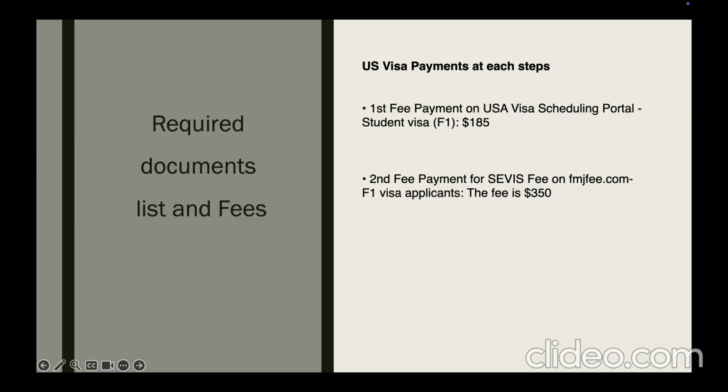Now the next is US visa payment at each step. The first is fees payment on the USA visa scheduling portal, which is $185. Now the second fee is the service fee, which is paid on fmjfwe.com, which is $350. So these are the basic two fees which students have to pay before appearing for the visa interview.